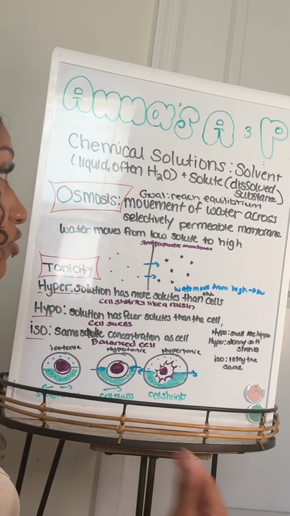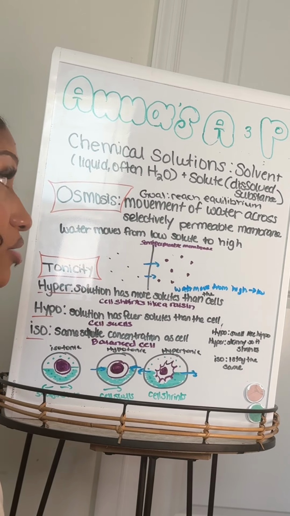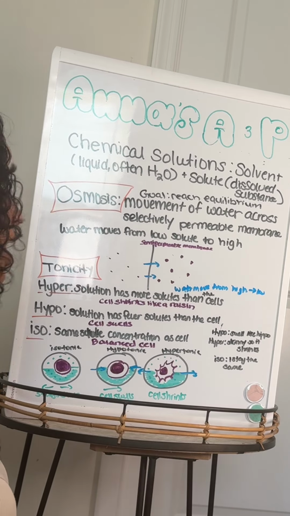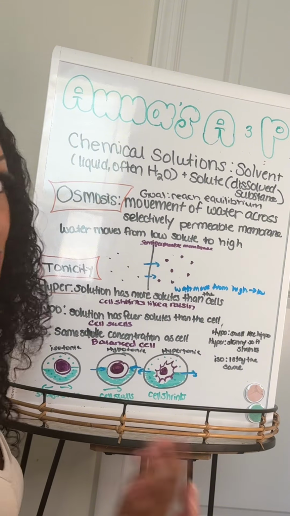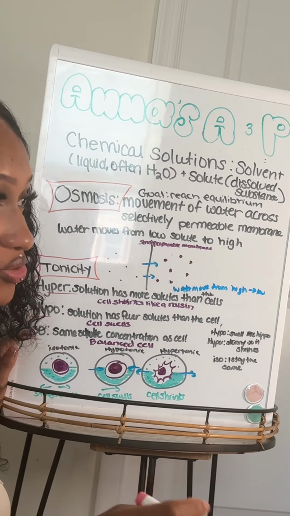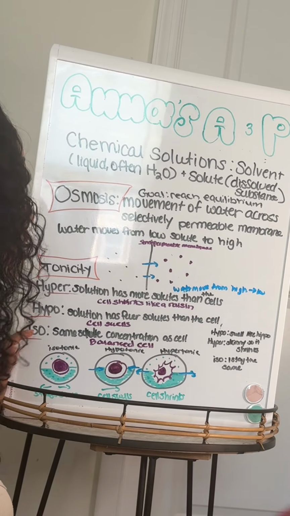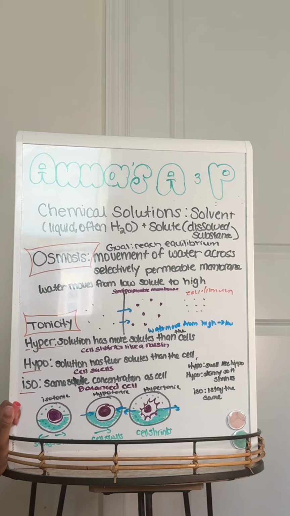Osmosis is the movement of water across a selectively permeable membrane. The only thing that moves across the membrane in osmosis is the solvent, water. We're going to talk about tonicities: hypertonic solutions, hypotonic solutions, and isotonic solutions.